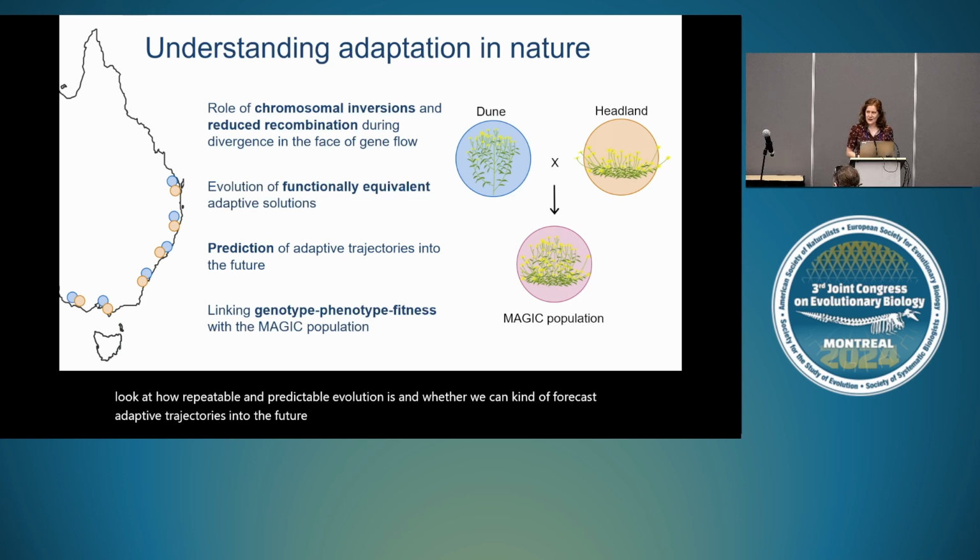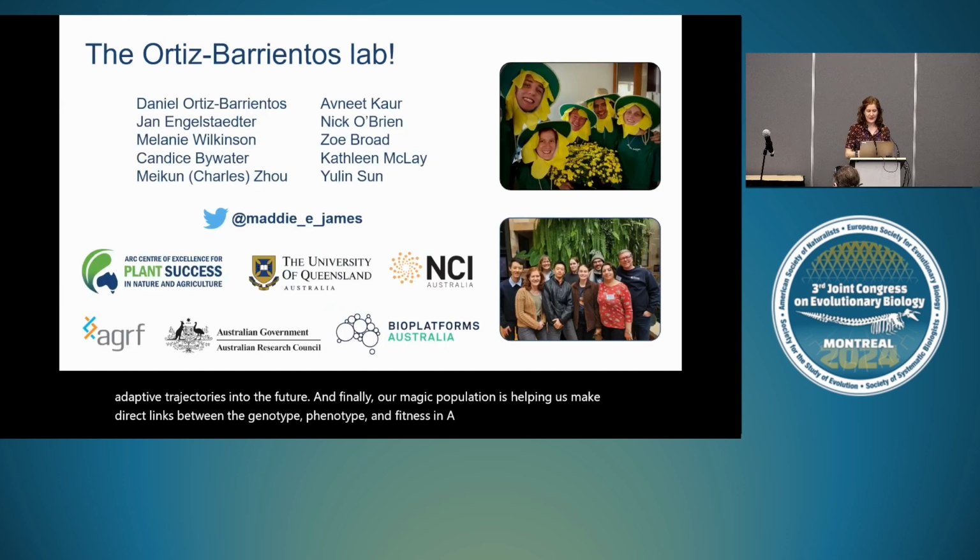And finally, our magic population is helping us make direct links between the genotype, phenotype, and fitness in a natural system.